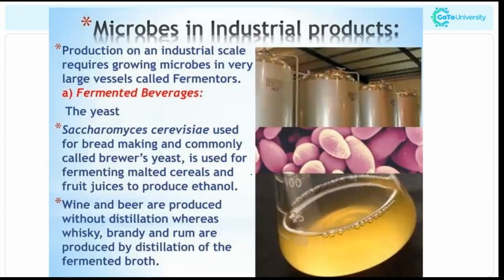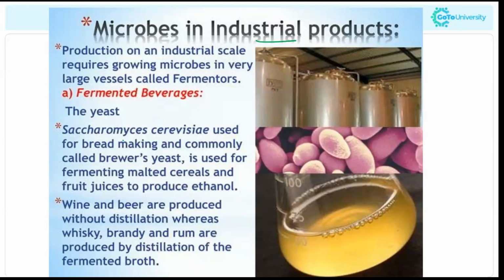Now moving to the next part, the microbes in industrial products. The production on an industrial scale requires growing microbes in very large vessels called fermenters. So, we already discussed the fermentation process where the carbohydrate is converted into carbon dioxide as well as some kind of aldehyde or ethanol, some kind of organic molecule is produced there. Okay, so first we are talking about the yeast.